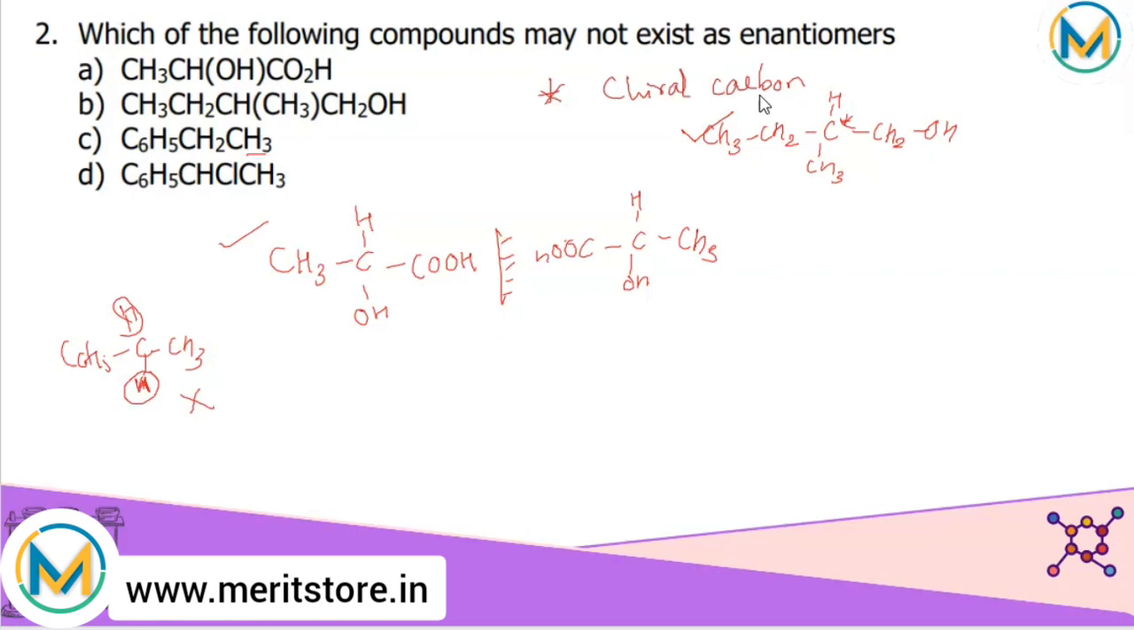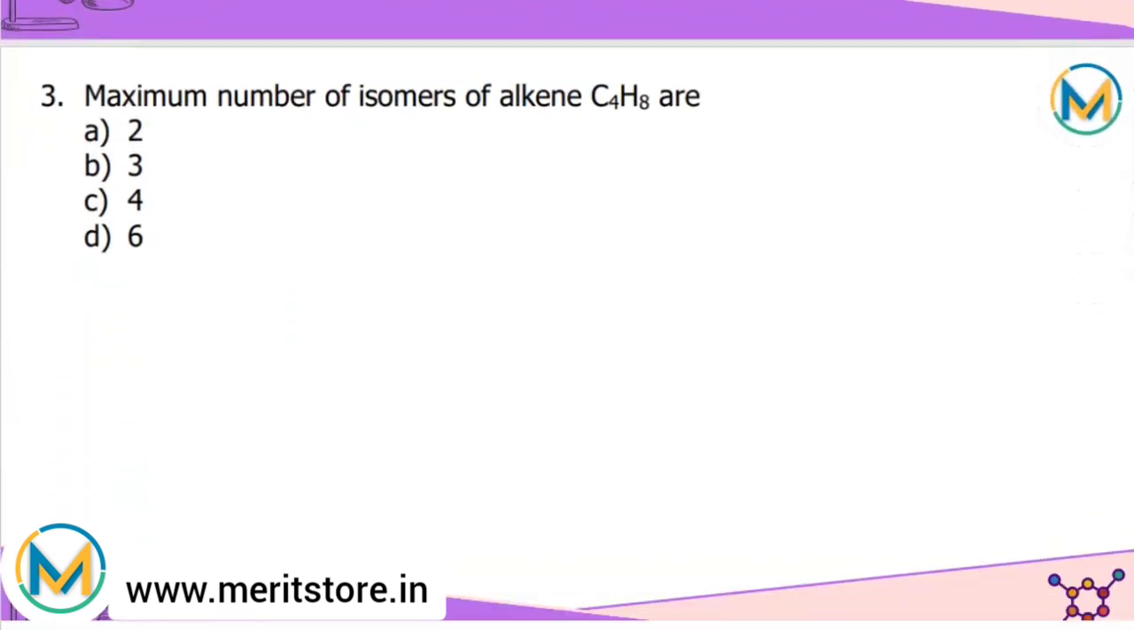Here in option D also we have a chiral carbon. I'll show you, that is C6H5 attached with a carbon where one H is attached, one Cl is there and one CH3. So this is also a chiral carbon and it can also form an enantiomer. The compound which does not form an enantiomer is only option C because it does not contain a chiral carbon. So the correct answer for this question is option C. Looking towards the next question.